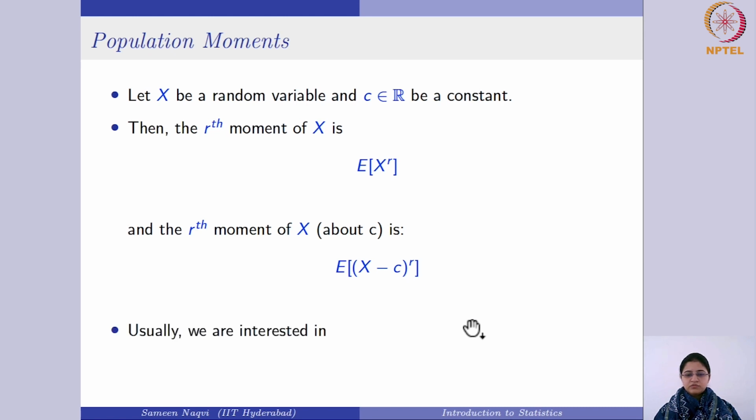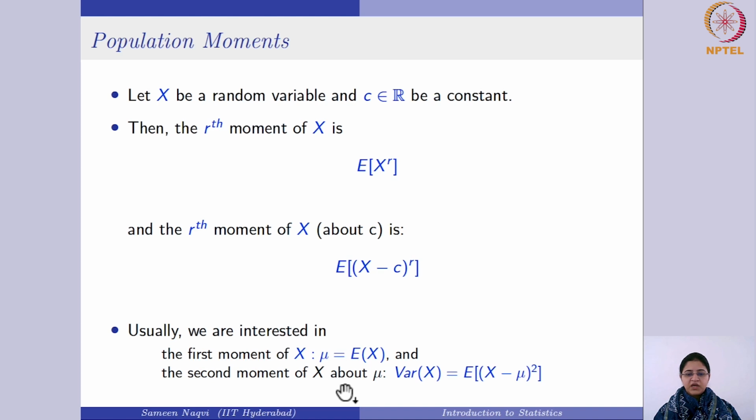Now, we often come across the first moment. We know that the first moment over here would be the expectation of x because r would be 1 in that case. And we denote it by mu. And if you can recall, we have said that mu is basically the population parameter in which we are interested. And the second moment of x about mu, since it is about mu, will be the expectation of (x minus mu) raised to the power 2, because we are interested in the second moment. And this becomes the variance of the random variable x.